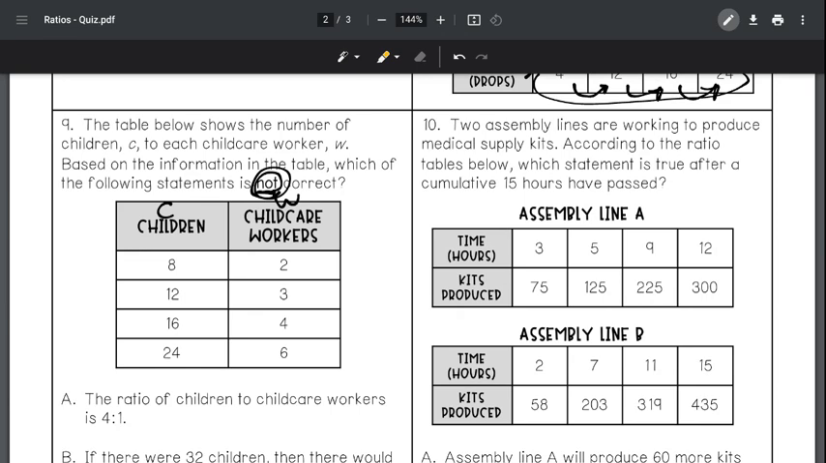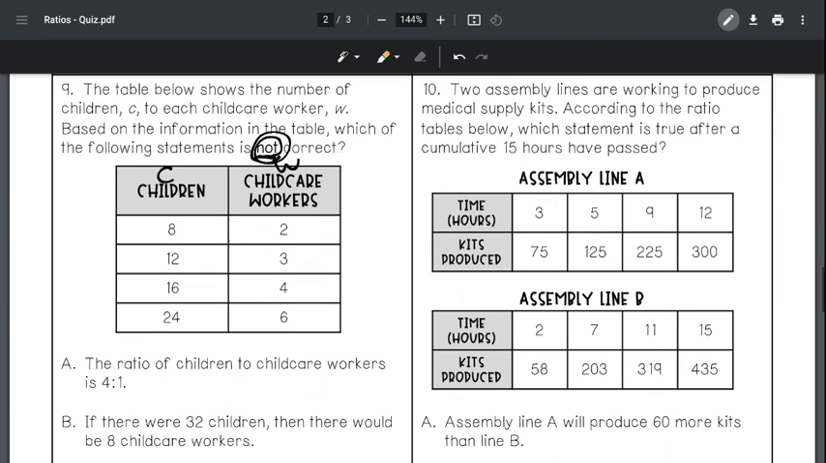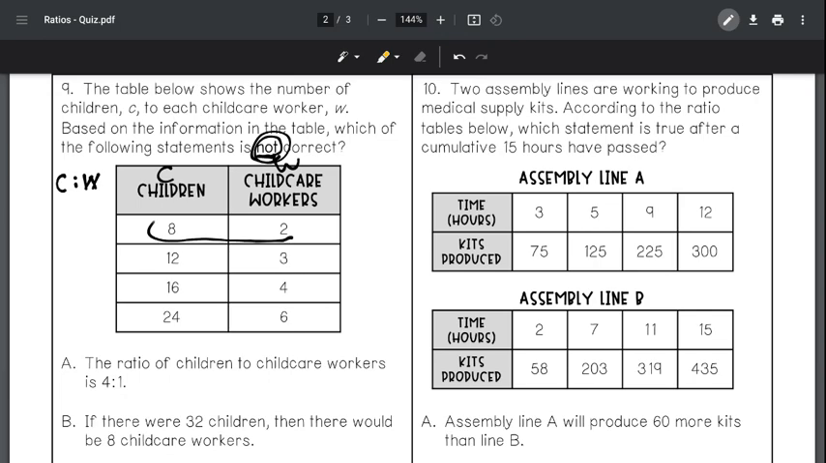All right, so 3 of these statements are accurate, and 1 of these statements is wrong, and we want that wrong statement. So the first thing I'm going to do is look at this table. I see children to the workers, so I'm going to write off to the side my little ratio, children to workers. I'm looking at this top row because it has the smallest numbers and they're easy to work with. 8 to 2. They're both even, so you can simplify.